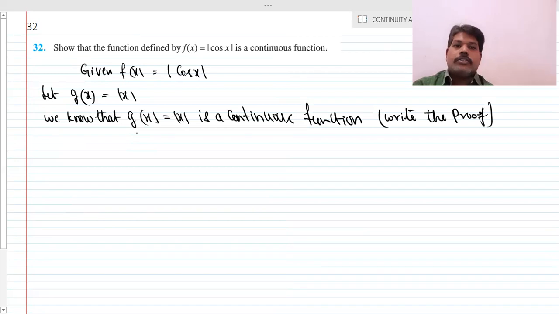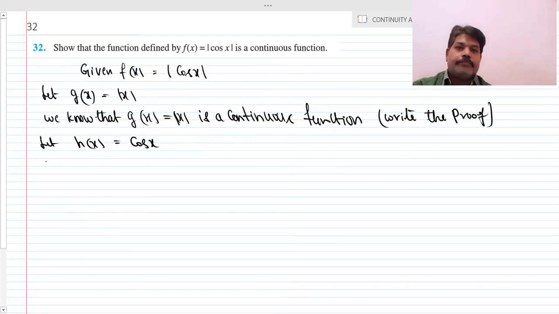Okay. So g of x is equal to mod x. G of x is equal to mod x is a continuous function. So next, similarly, let h of x be the second function, which is cos x. This we also proved, so that's why we are writing it directly.